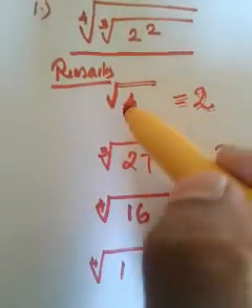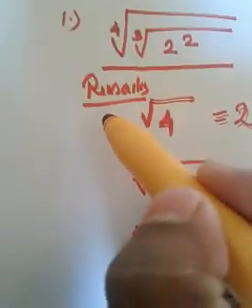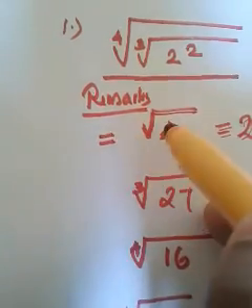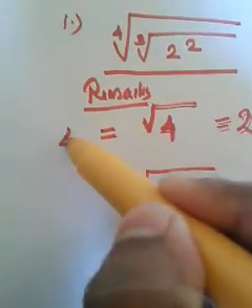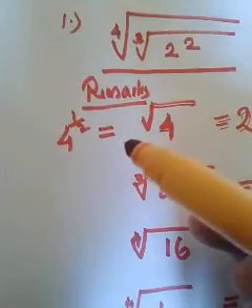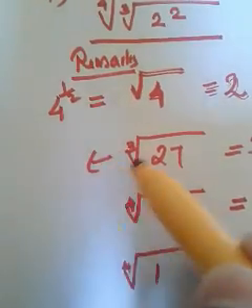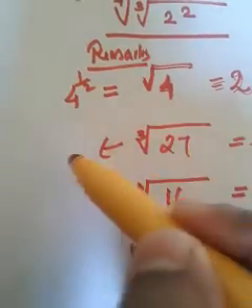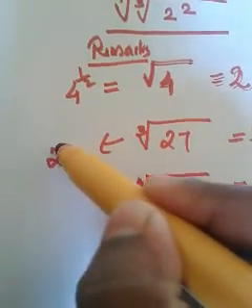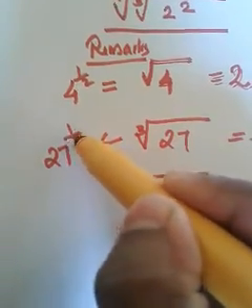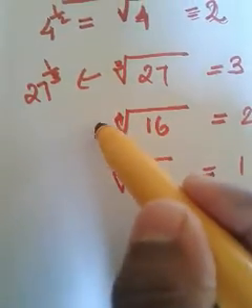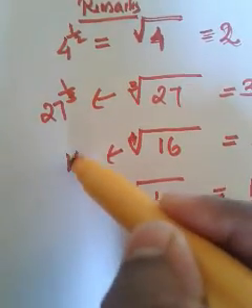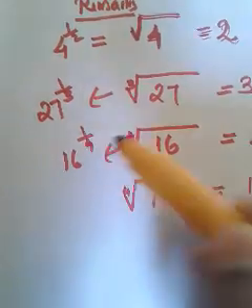Then for the square root of 4, there exists one more denotation. We can represent it as 4 raised to 1 by 2. Then the cube root of 27, we can denote as 27 raised to 1 by 3. And the fourth root of 16 we can represent as 16 raised to 1 by 4. So let me come to this question now.